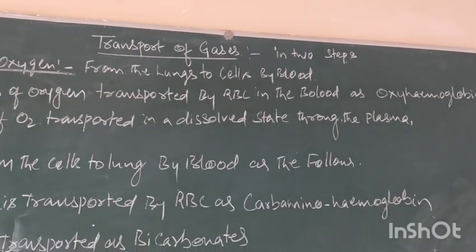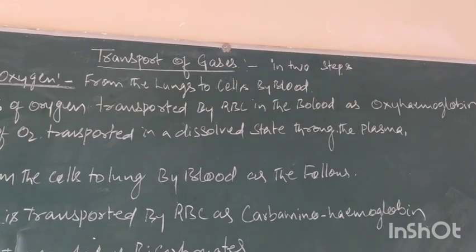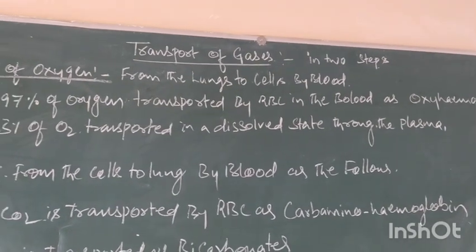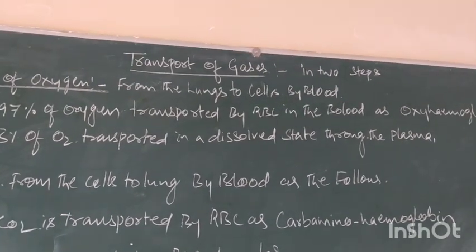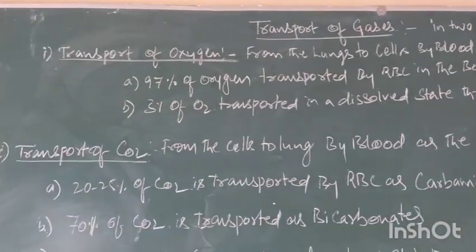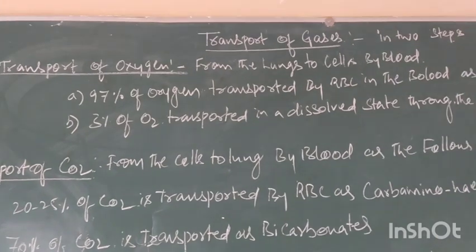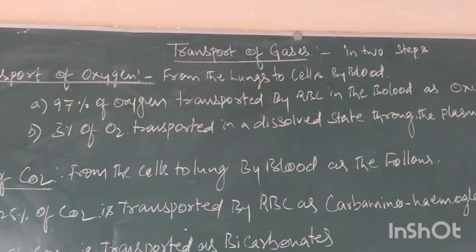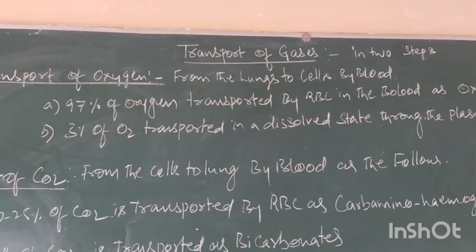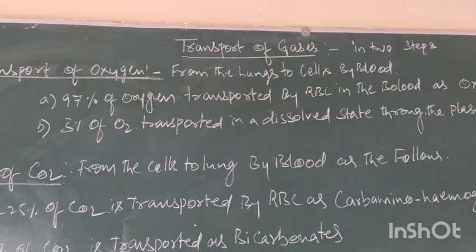This is just a revision. It was already completed in the last class. Transport of gases takes place in two steps. First step, transport of oxygen from lungs to tissues by blood. Again, it takes place in two forms.